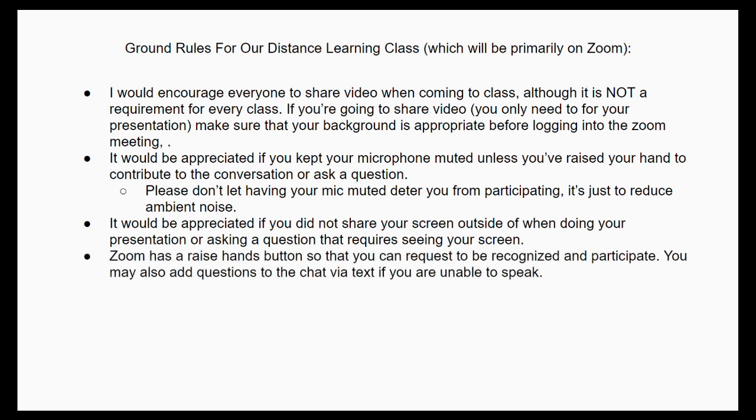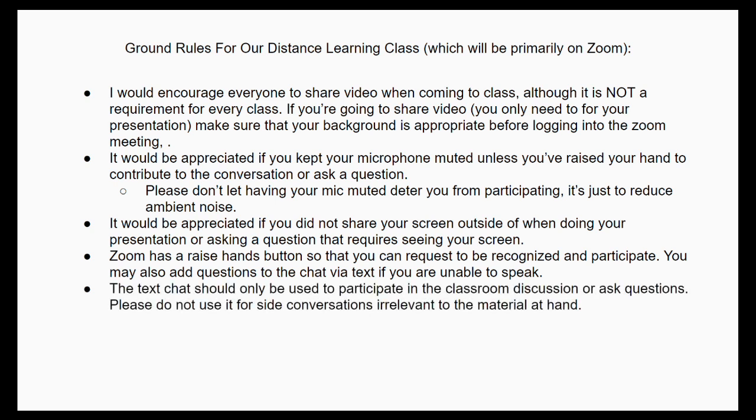Zoom has a raise hand button, so you can use that to be recognized to participate in class. And if you can't do video or mic for asking a question, you can also ask a question via the chat and type it in. But the chat should only be used for classroom discussions and questions. Don't use it for side conversations.